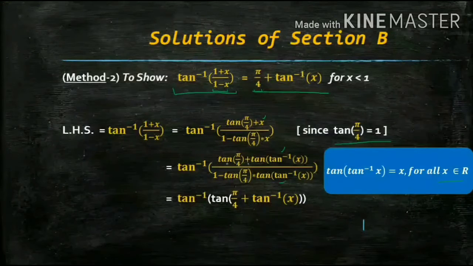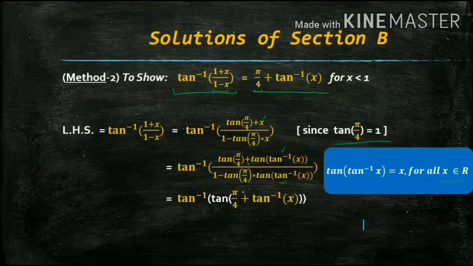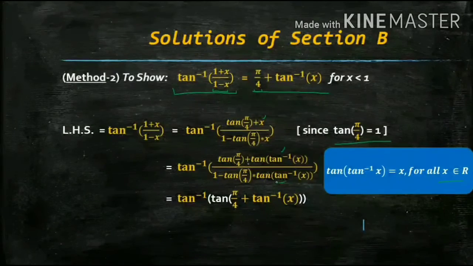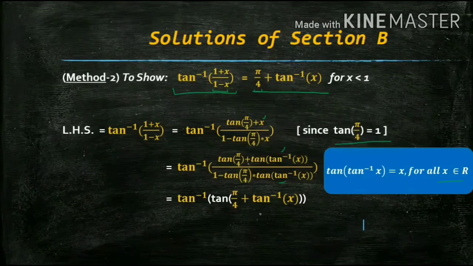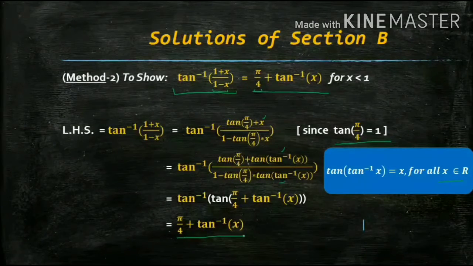Now what does this become? Isn't this tan of pi by 4 plus tan inverse x, or you can say tan of a plus b? Tan of a plus b is what? Tan a plus tan b divided by 1 minus tan a into tan b. Correct? Now again using the property tan inverse of tan theta, as I said, you get pi by 4 plus tan inverse x. Correct? And that is what you want to prove.